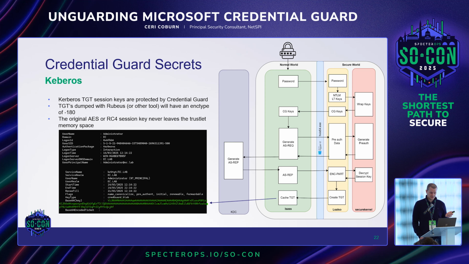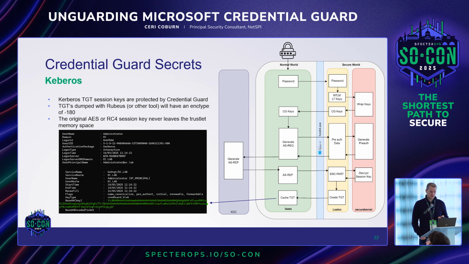That goes to the KDC. KDC gets the response. Basically, LSASS is acting as a man in the middle, just passing through messages between secure kernel and the KDC. The encrypted part goes back to secure world. The session key is then decrypted with the user's long-term keys, and then the session key is wrapped inside a TGT, which makes its way back to the normal world LSASS container. And that's what you basically see when you try to dump a TGT on a Credential Guard protected host.